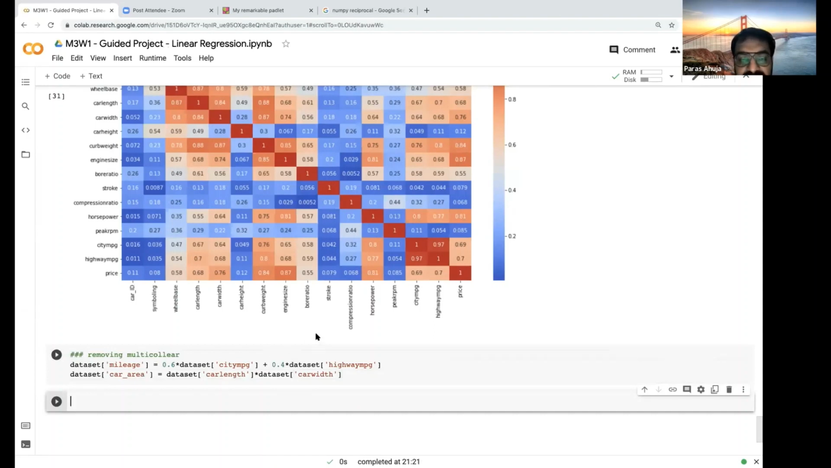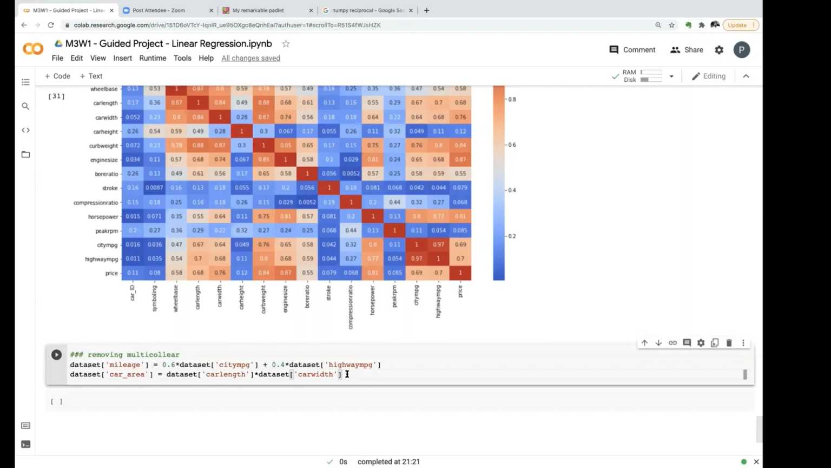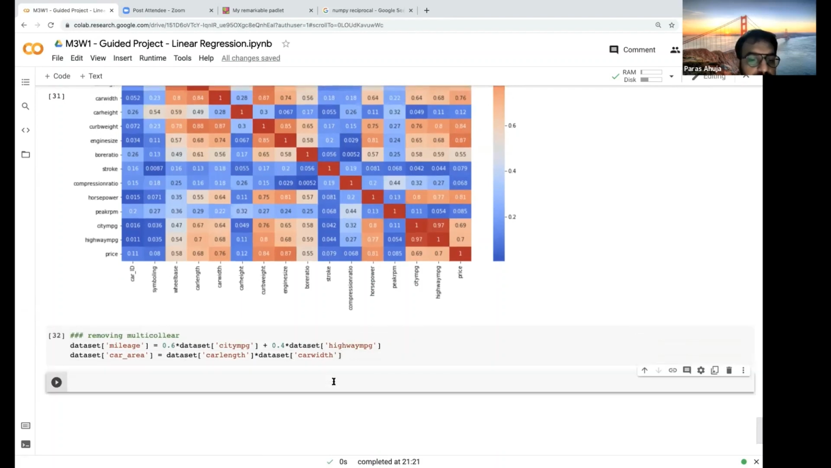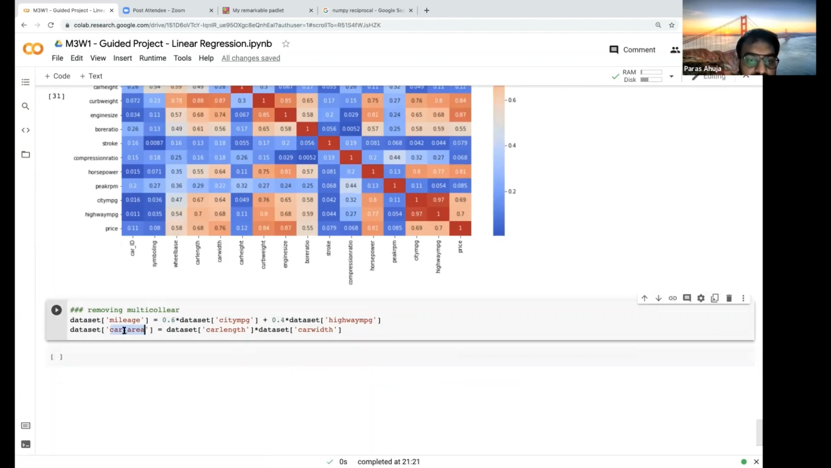Have you guys done any problem where you have done VIF analysis? Any problems earlier? Okay, so this is your first project session, right? So this is what we have done. We have created a new variable, car area and mileage, as we discussed, removing multicollinear features. Now, the next thing is to do the VIF analysis.